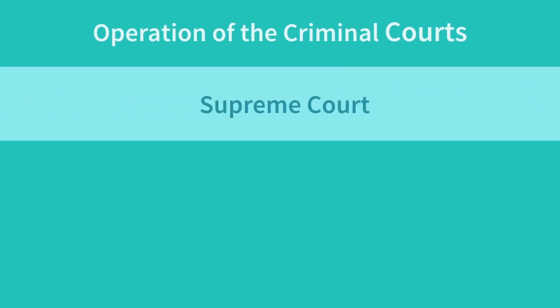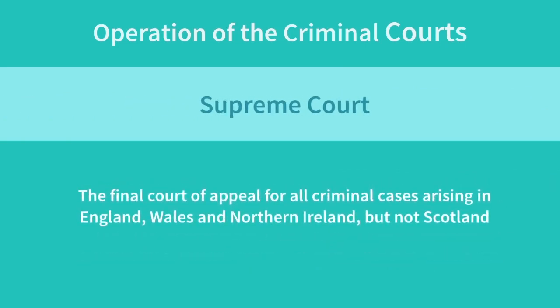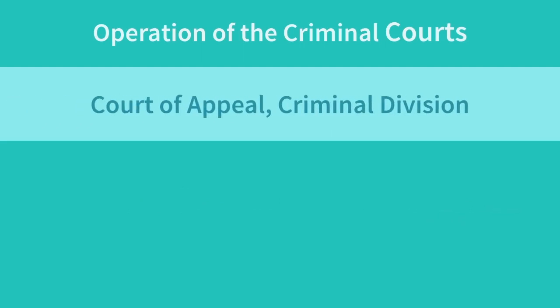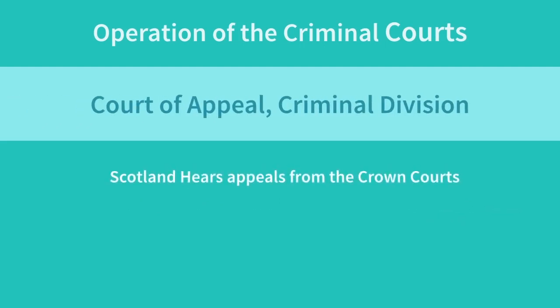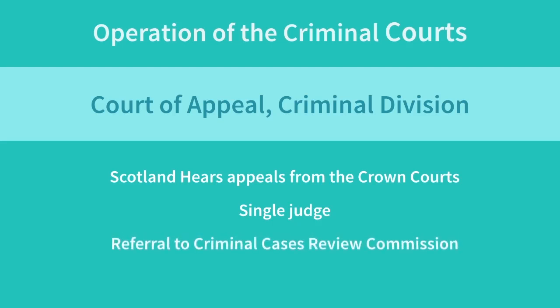The Supreme Court is the final court of appeal for all criminal cases arising in England, Wales, and Northern Ireland, but not Scotland. The Court of Appeal's Criminal Division hears appeals from the Crown Courts. Decisions may be taken by a single judge. If a single judge dismisses your appeal, the matter can be referred to the Criminal Cases Review Commission, who can then refer the case back to the Court of Appeal for a full hearing.